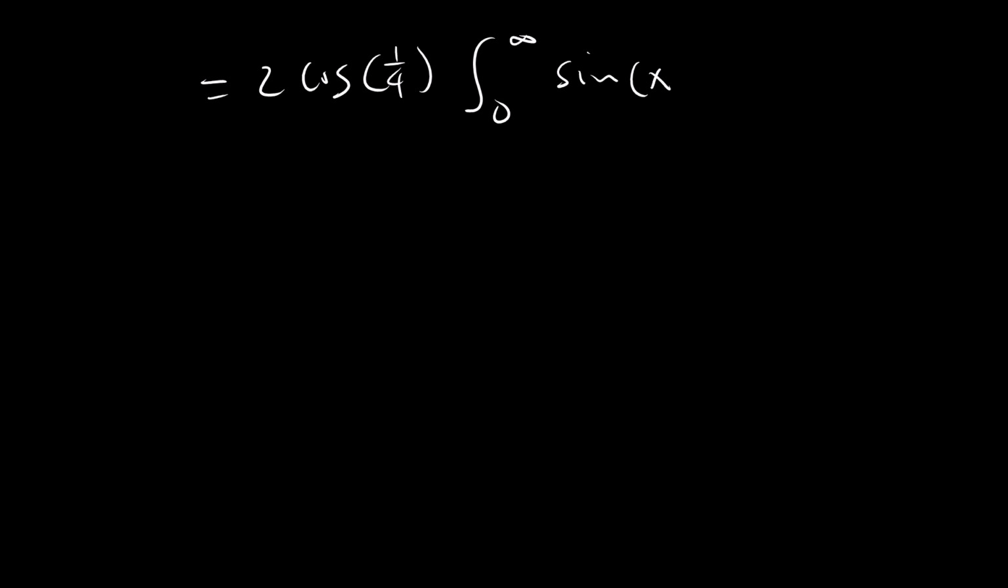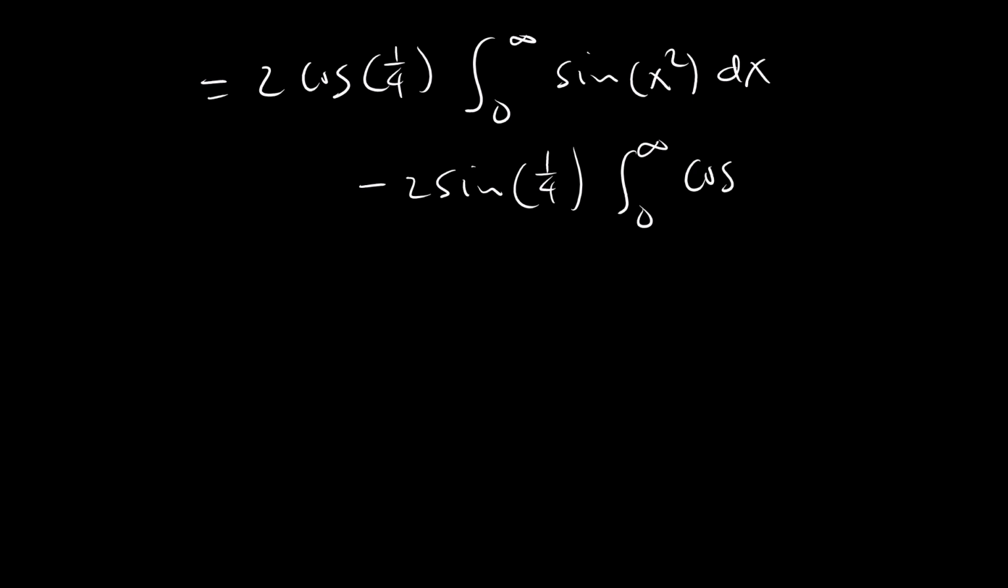sine, let's just go back to x, minus twice sine of a quarter times the integral from 0 to infinity of cosine of x squared, right?